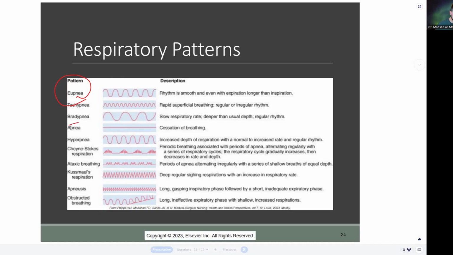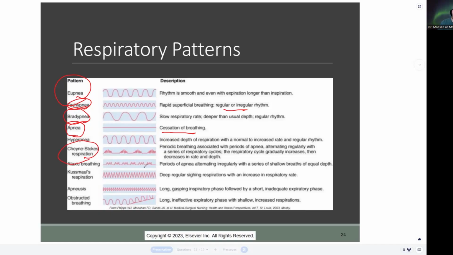Tachypnea and bradypnea: tachy is rapid. We know that with heart rate. Brady means slow heart rate, so bradypnea is just slow respiratory rate. Typically, bradypnea is just slower than normal, but it's a regular rhythm. Tachypnea can be an irregular or regular rhythm. Apnea, most of us have probably heard of sleep apnea. This is cessation, stopping breathing while you sleep. So apnea is just stopping breathing. That's another need to know. So we've got eupnea, tachypnea, bradypnea, apnea.